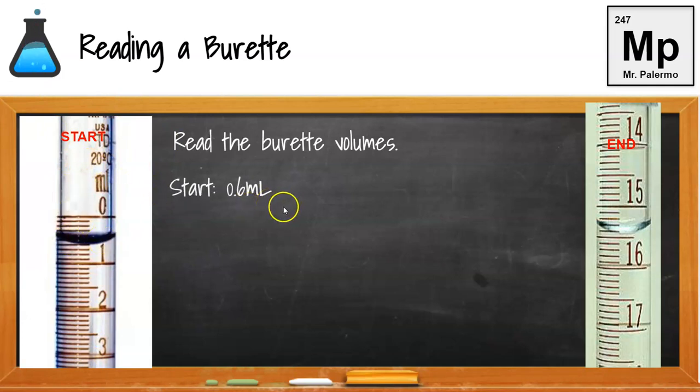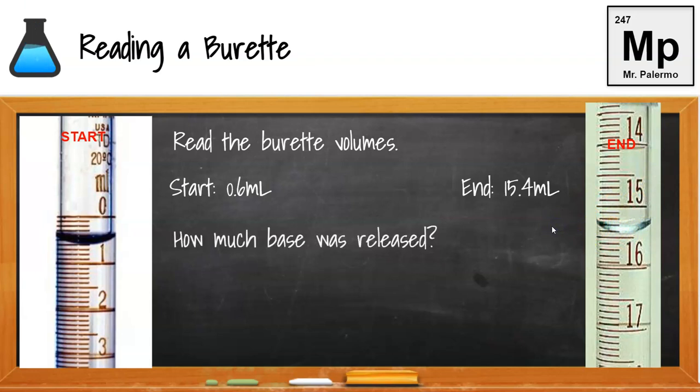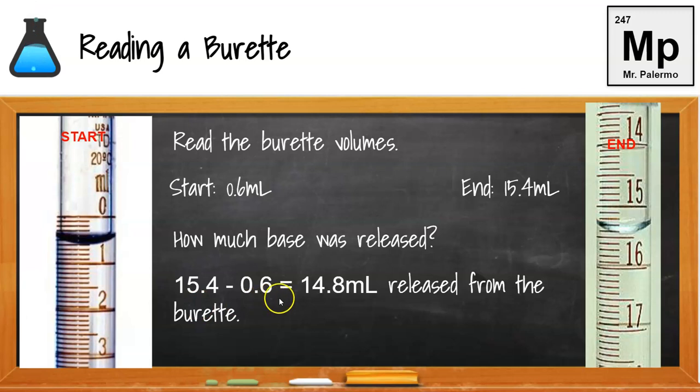And then once we're done with our titration, we're going to read the ending volume. So in this case, you'll see it's 15.4 milliliters. So to figure out how much base was actually released from the burette, we simply just subtract our end measurement minus our initial measurement. So 15.4 minus 0.6 tells us that 14.8 milliliters was used. It was released from the burette.